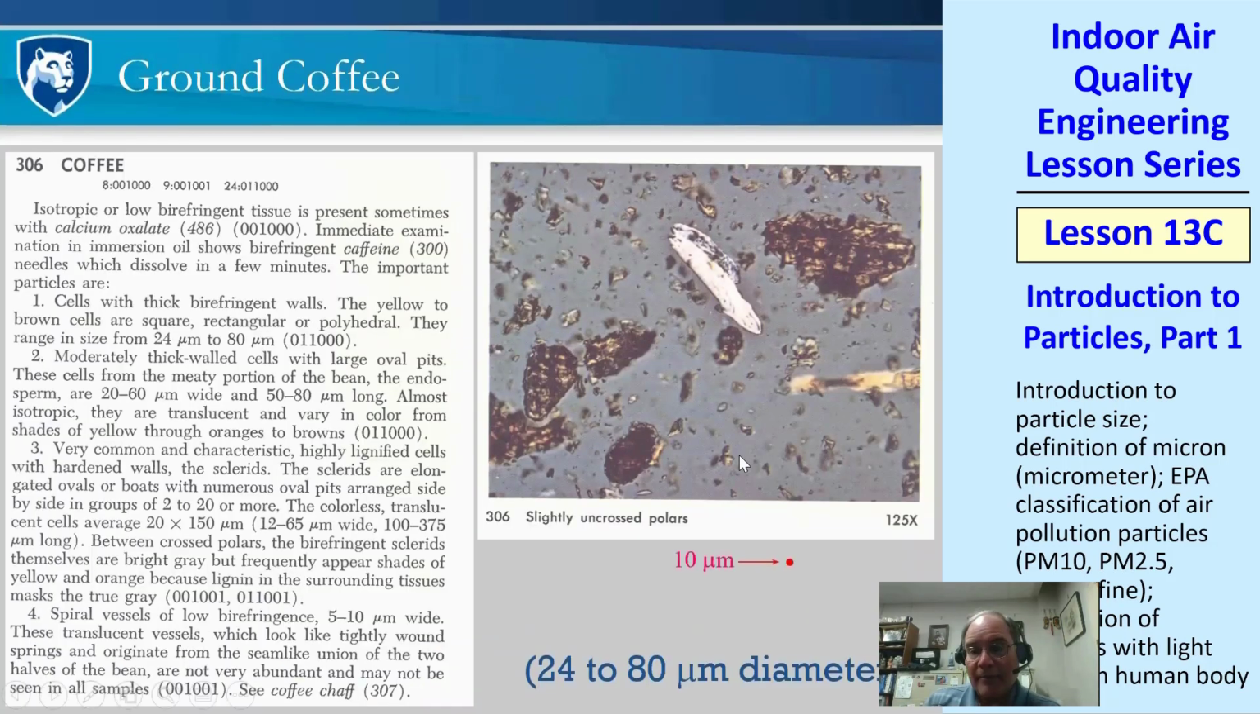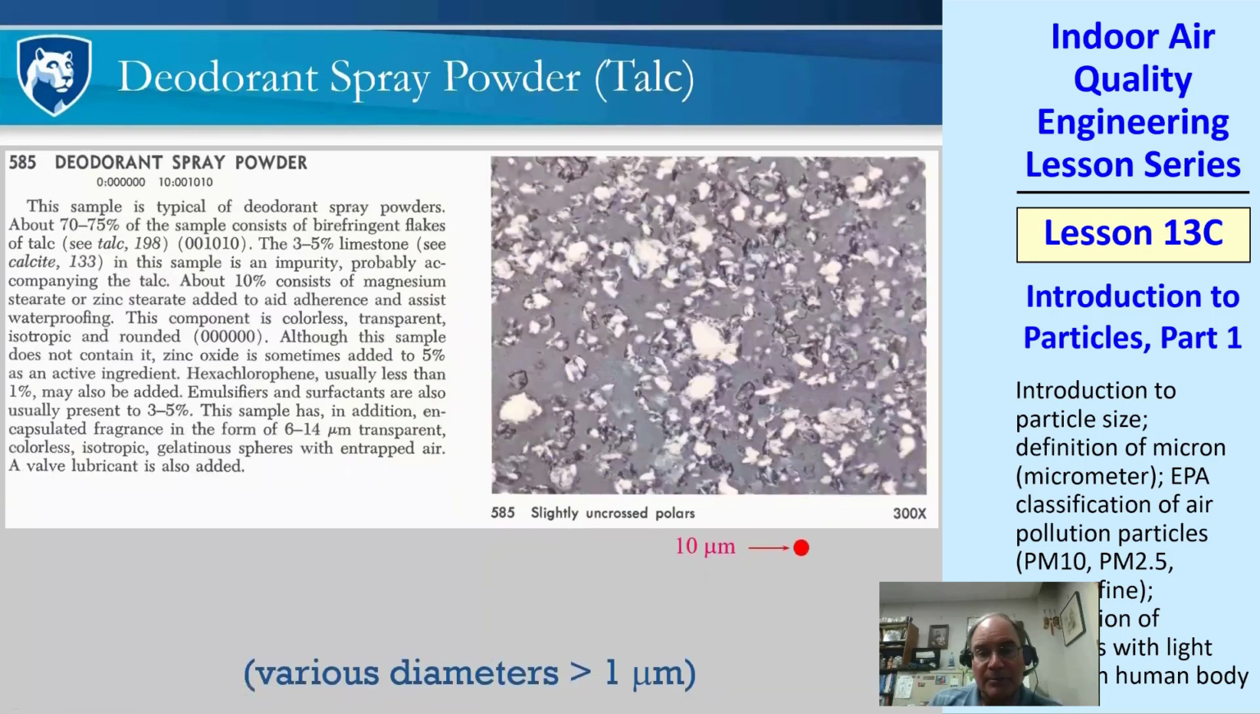Here's my ground coffee that I was talking about. This is some piece of dirt or something, but the ground coffee itself has some very small particles, but they're typically much bigger than a micron. If you keep grinding them, you can get some of these to break further, but they're never going to get smaller than a micron. Deodorant spray, powder, or talcum powder are similar, various sizes, all greater than a micron.